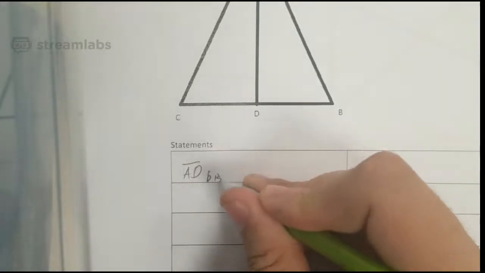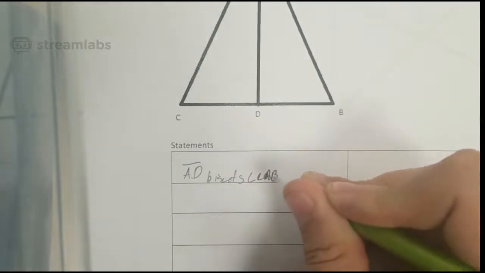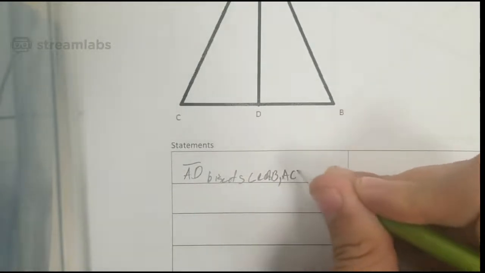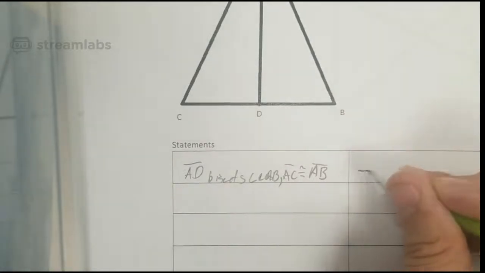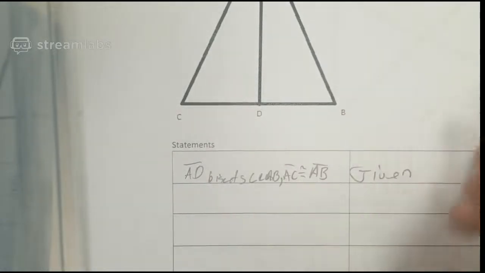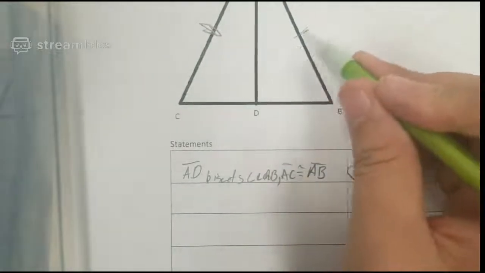So AD bisects angle CAB. And I'm putting it in the same line: AC is congruent to AB. So that's a given. What's beneficial about that? AC, this line over here, is congruent to AB, which is this line over here. Let's continue.